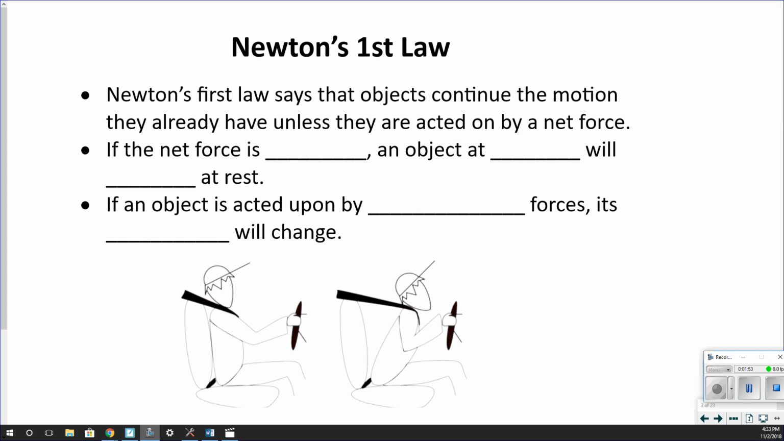So Newton's first law says that objects continue the motion they already have unless they're acted upon by a net force. So if the net force is 0, an object at rest will stay at rest. If an object is acted upon by unbalanced forces, that means its motion will then change.